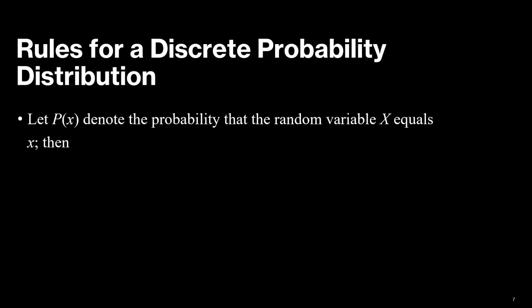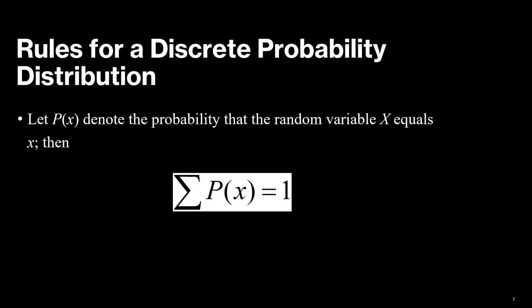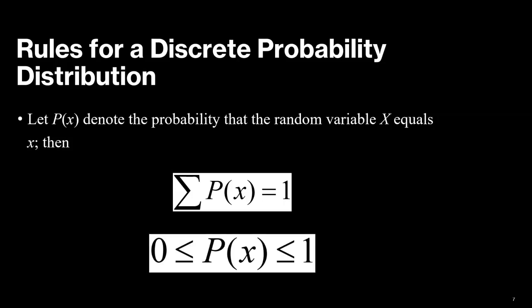And so there are 2 rules for a discrete probability distribution. All right, so the first rule is that the sum of the probabilities has to add up to equal 1, which we've seen before. And also the probability of the random variable X has to be between 0 and 1. And we saw this rule before. Both of these rules apply to probabilities.